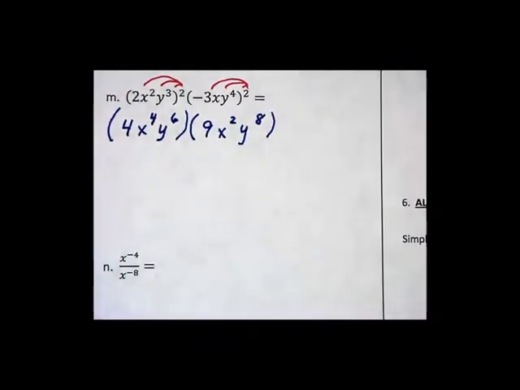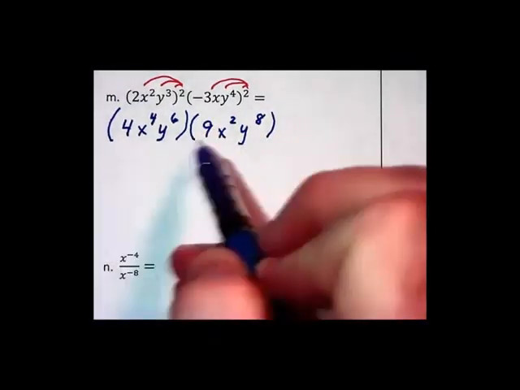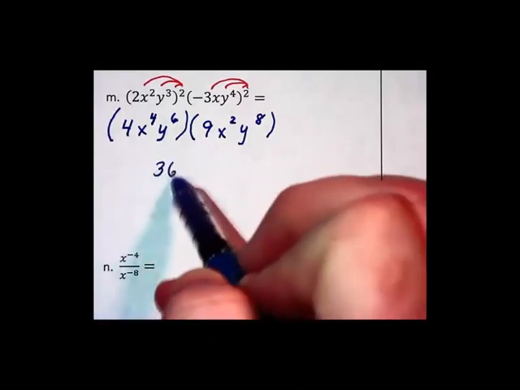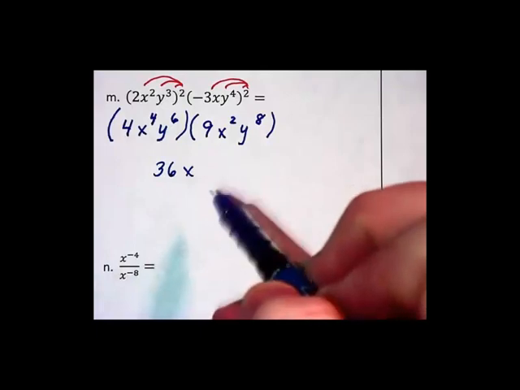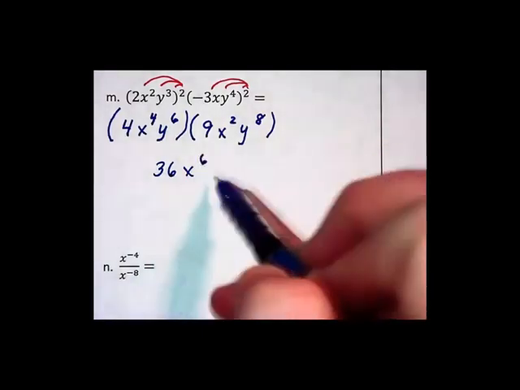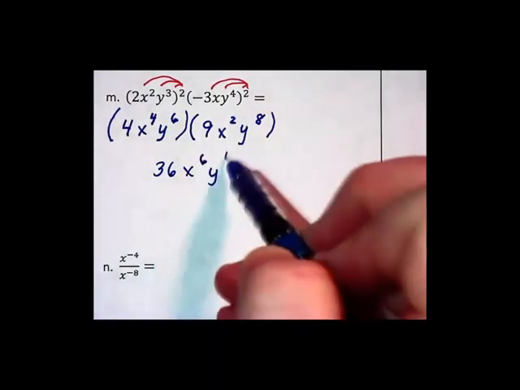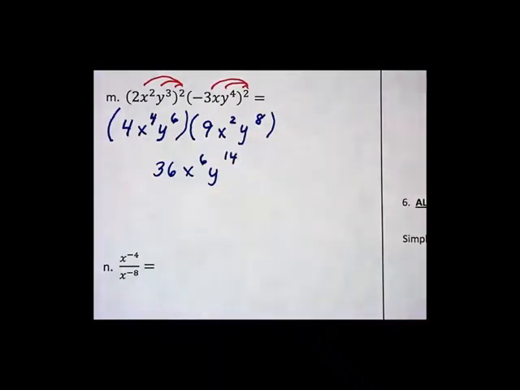Now, multiplying these coefficients in front, 4 times 9 makes 36. We add exponents for each variable when we multiply, so 4 plus 2 makes 6, and 6 plus 8 makes 14. And that would be our answer to that problem.